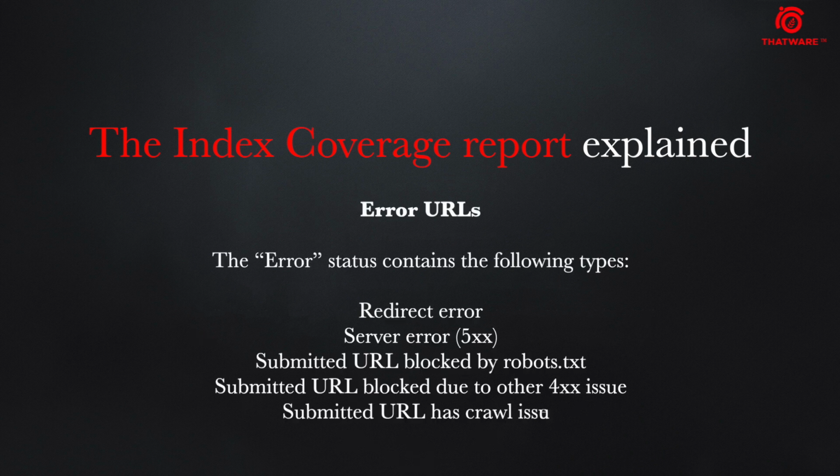And last but not the least, the error URLs. In the error segment, Search Console can give a range of data, like what the redirect errors are, if your campaign has some 5xx errors, or if any URL is blocked by robots.txt, or if some URL is blocked due to 4xx issues, or some URLs have any kind of crawl issues, and so on.